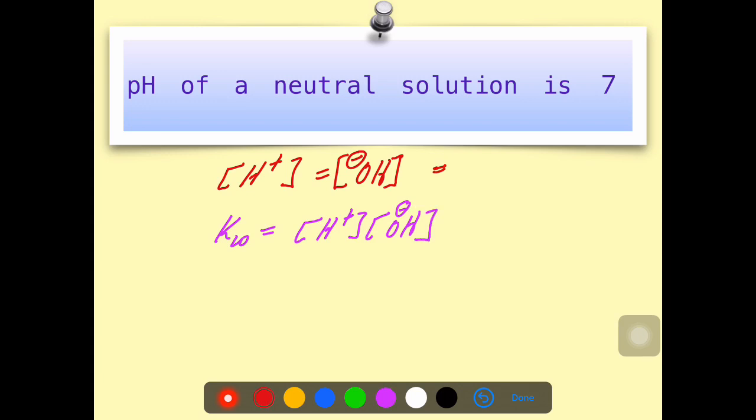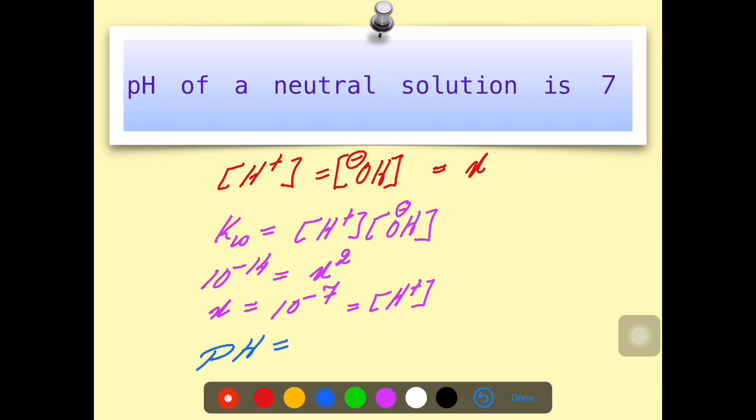Let me take the concentration of H plus and OH minus as X. Kw is 10 raised to minus 14, and the concentrations of H plus and OH minus are both X moles per decimeter cube, so I'll write it as X square. So X is equal to 10 raised to minus 7. That means the concentration of H plus ions for a neutral solution is 10 raised to minus 7 moles per decimeter cube. Therefore pH is equal to negative log of 10 raised to minus 7, which is equal to 7.